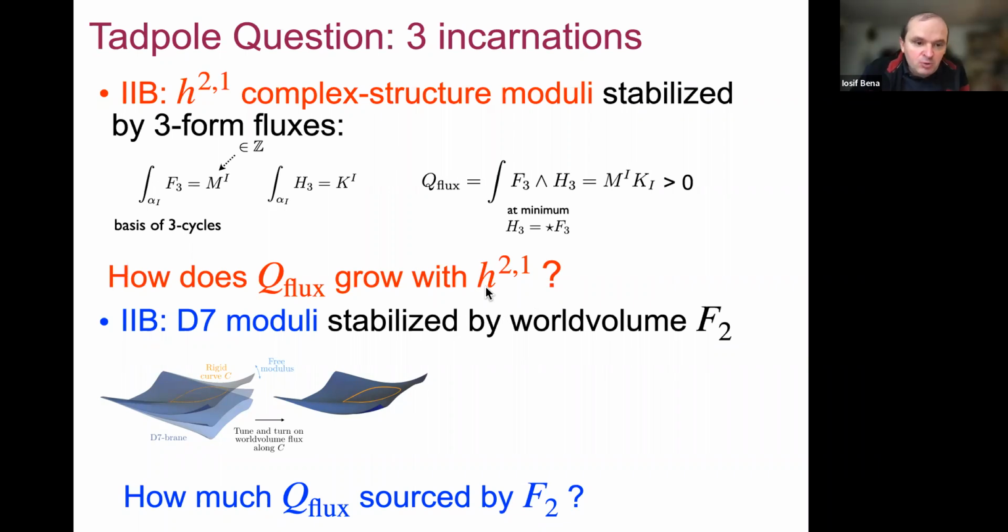There's another question having to do with the D7 moduli. Again, the D7 moduli are stabilized by some worldvolume flux F2, which lives on some rigid curves. And the question is, again, if I have some D7 branes, how much Q is sourced by this F2, which stabilizes the D7 brane moduli?